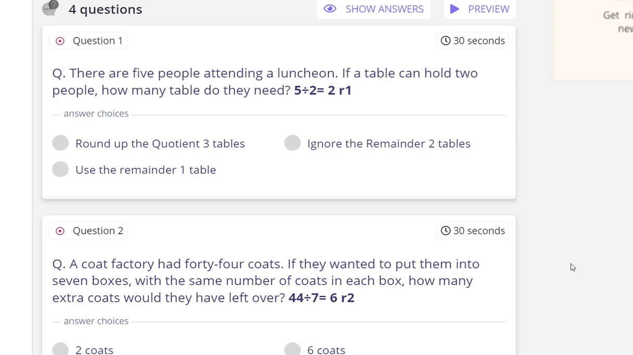Okay, my heroes, we have 5 people, and each table takes 2. So we need 2 tables to be filled, 2 in each table. And what about the one left over? What should we do with this one? We should give him a table. So we need an extra table for this one. So it will be 3 tables. That's why we round up the quotient to 3 tables. Okay, let's move to the next question.